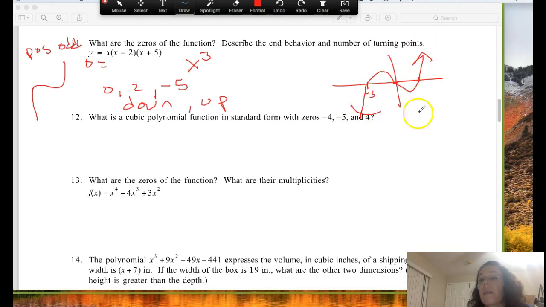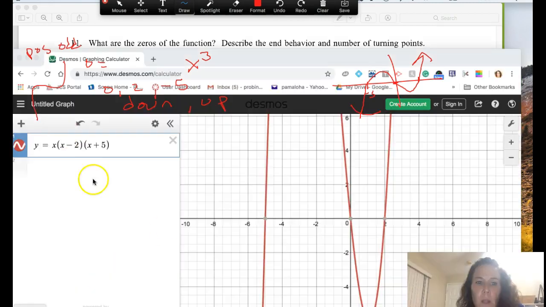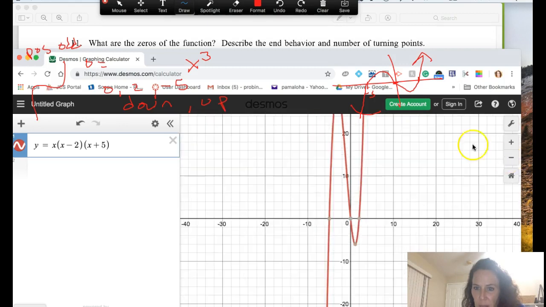Now I could go to Desmos and plug that in and see what it looks like. Let's try that. I went ahead and pulled up Desmos, and I typed in y equals x times (x minus 2) times (x plus 5), and it graphed this. I'm going to zoom out a bit, and you can see it's a sketch of what I drew: it goes up, down, and up, and it hits at negative 5, 0, and 2. So there you go.